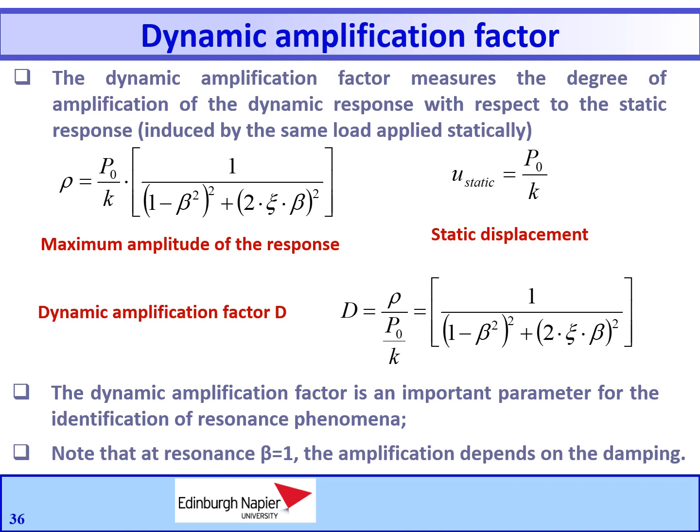A resonant frequency is defined as the forcing frequency at which the largest response amplitude occurs. Note that at resonance, beta equals 1, where the forcing frequency and the natural frequency are identical, the amplification depends on the damping.